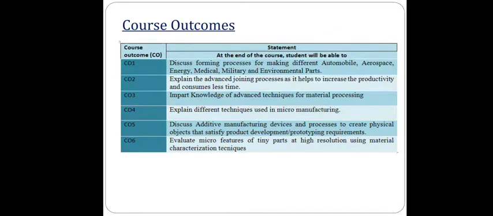Now this is all about the course outcomes. We have 6 units, so here we have 6 course outcomes. That is, each unit has one course outcome. So CO1 is for unit first, CO2 for unit second, CO3 for unit third, CO4 for unit 4, CO5 for unit 5, and CO6, that is course outcome 6, for unit 6. So this is all about the course outcomes.